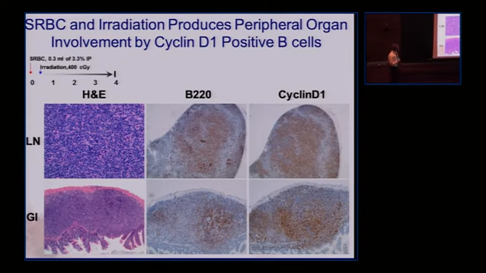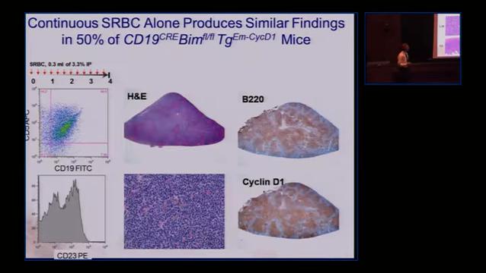And then to go one step further and see if we can get rid of the second hit and get this just with sheep red blood cells, we decided to treat only with sheep red blood cells, but with a fairly aggressive regimen of weekly doses. And here we saw in about half of our mice now this expansion of the CD5 positive population. In this case, it was positive for CD23, but that does occur within mantle cell lymphoma in humans as well. Again, sheets of B220 positive, cyclin D1 positive lymphocytes that have a small cell morphology.